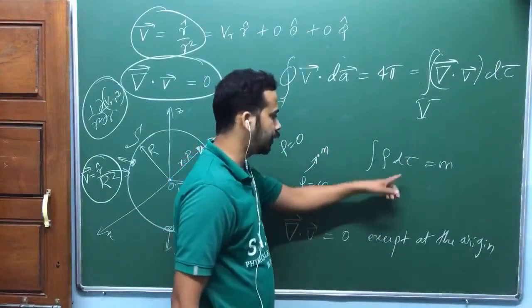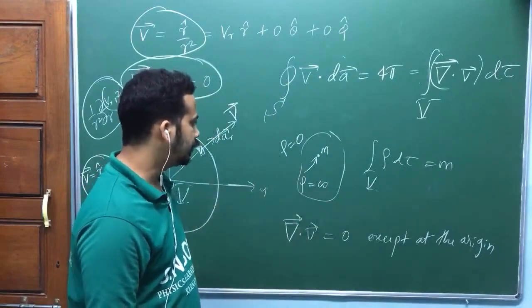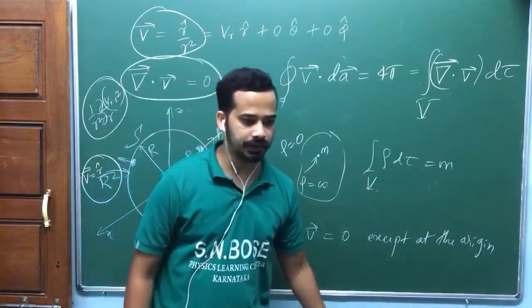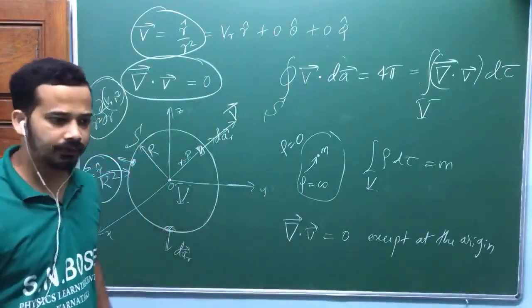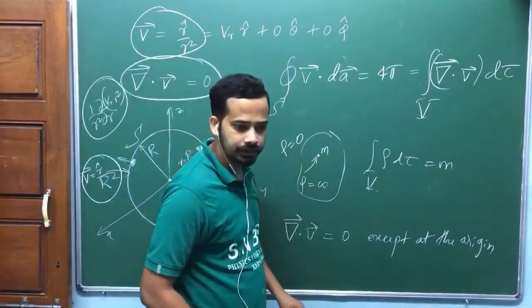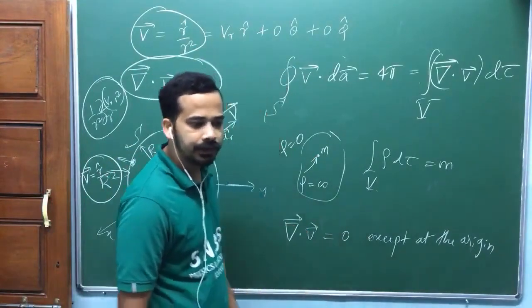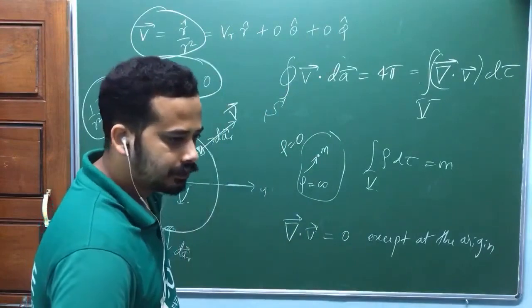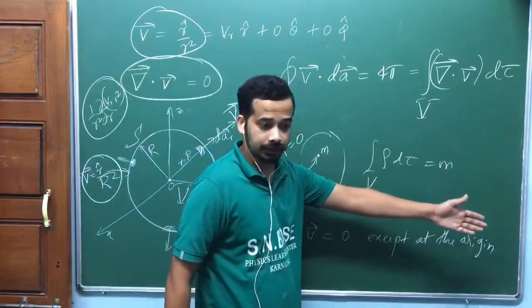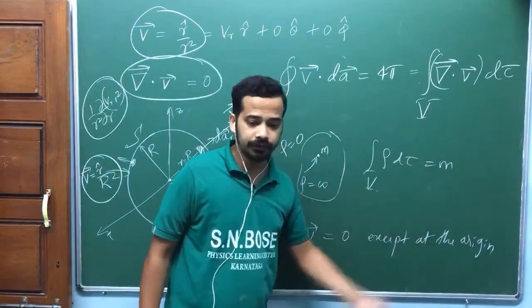You are going to write it like this, as a volume integral. But that mass density is an ill-behaved function. It is not a well-behaved function: it is infinity at some point and 0 everywhere else. And this del dot v is also behaving in the same manner, whose integral is finite but whose value itself is infinity.